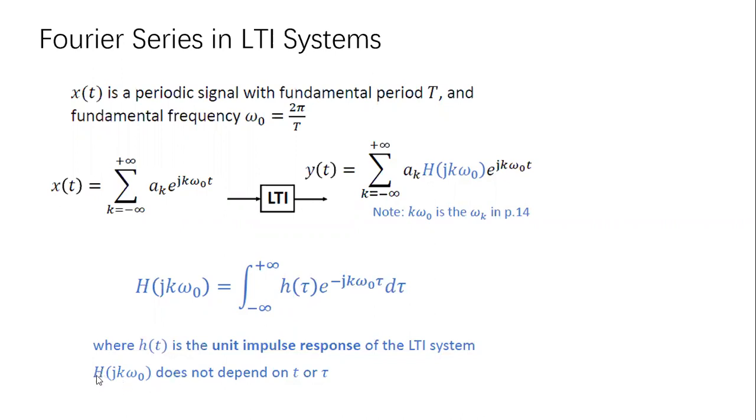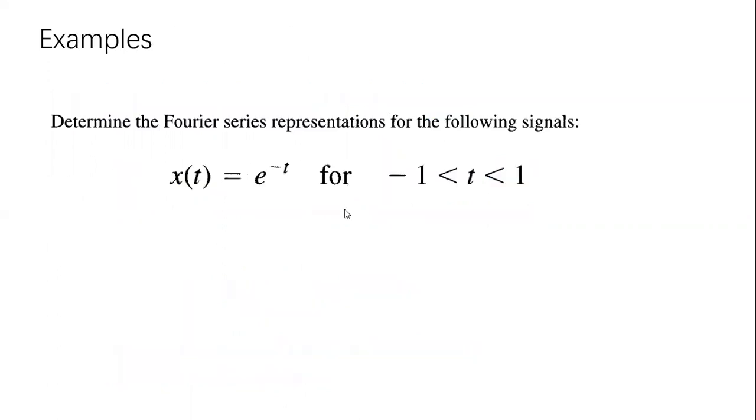And we can see that the capital H does not depend on t or tau. So these are all the knowledge you should know about the Fourier series of a continuous time signal. And next we will have some exercise. First, this problem is very similar to one problem in your homework. So I will give you 3 minutes or 2 minutes to think about it and write the answer yourself.